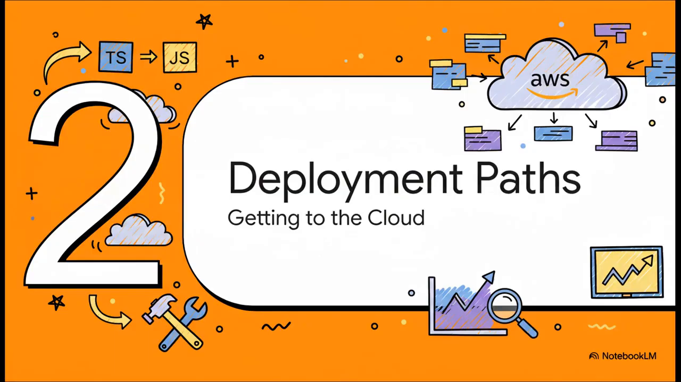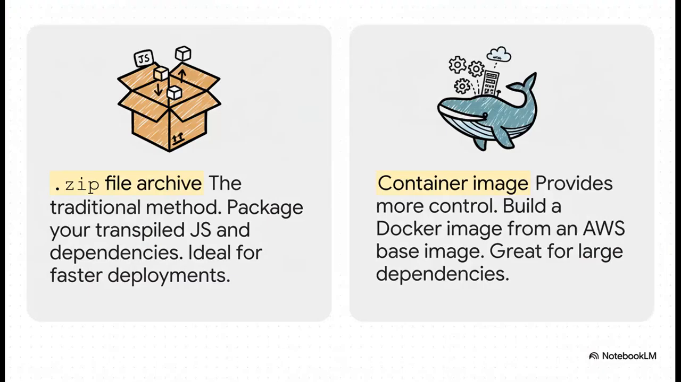Okay, our code is written, it's looking good. Now what? How do we actually get this thing from our laptop into the AWS cloud? You've basically got two ways to package your code for delivery. The classic, most common way is a simple zip file. You just bundle up your compiled JavaScript and your dependencies. It's fast, it's simple, and it's perfect for most situations.